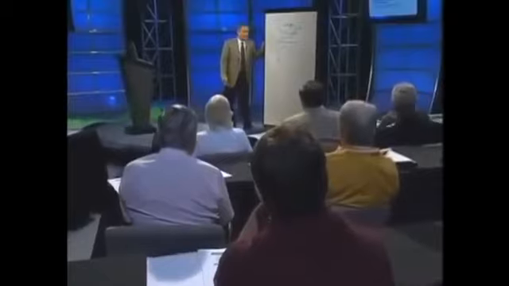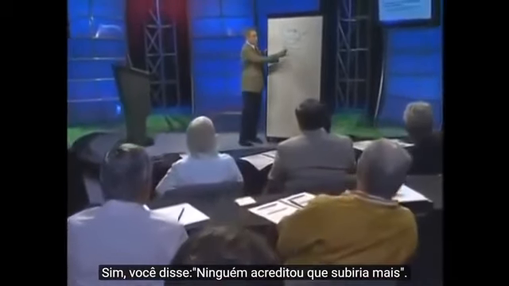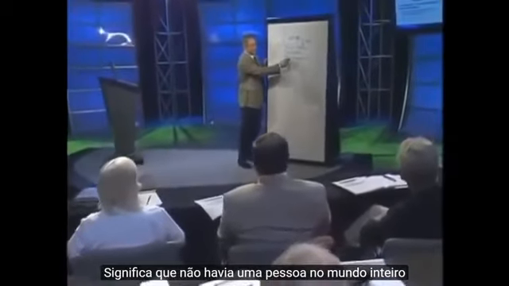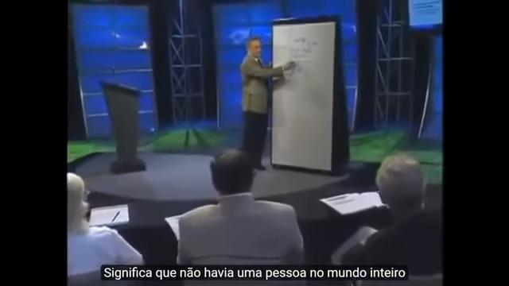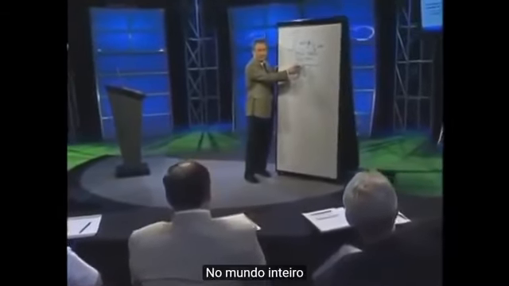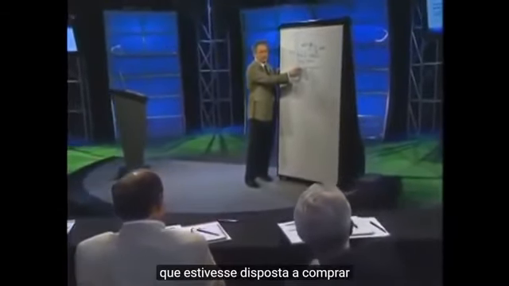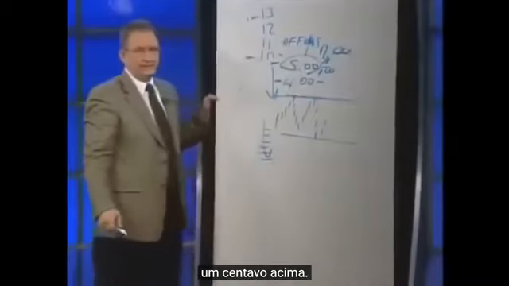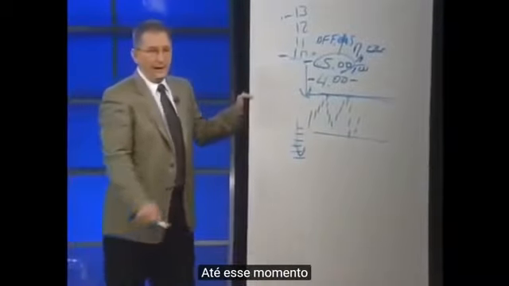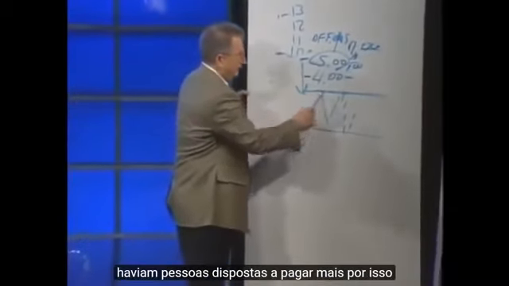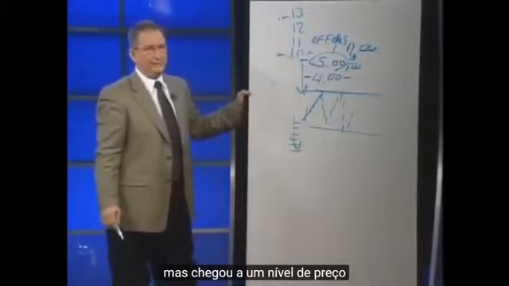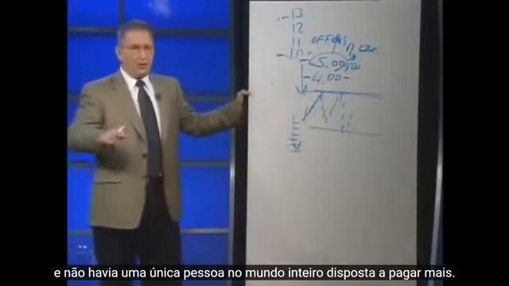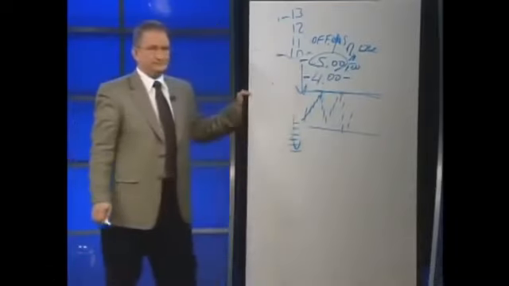What's that? Nobody believes it's going to go higher. In other words, there wasn't. You're right. He said that nobody believes it's going to go higher. It represents there wasn't one person in the whole world that was willing to bid the price one tick higher. Not one. Up to this point, there could be any number of people who were willing to bid it higher. But it got to a certain price level, and there wasn't one person left in the whole world that would bid it higher.